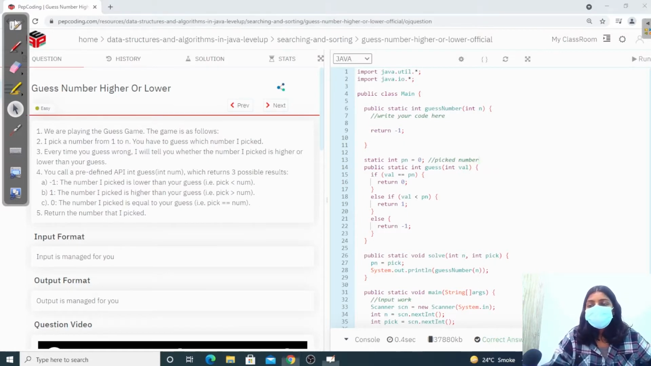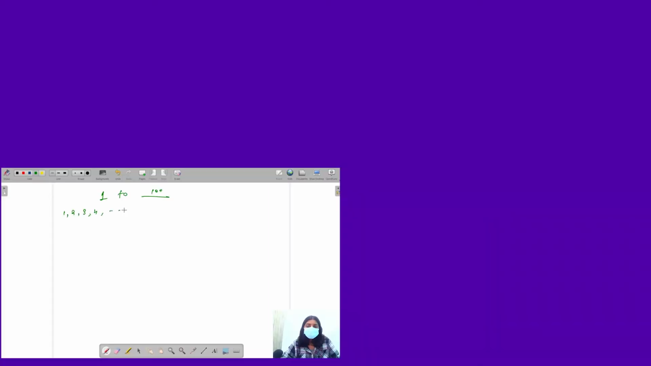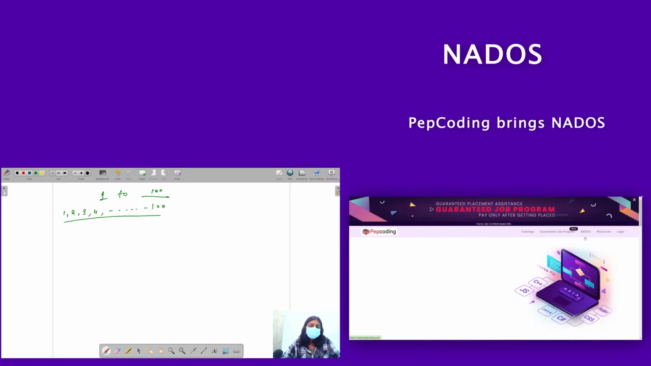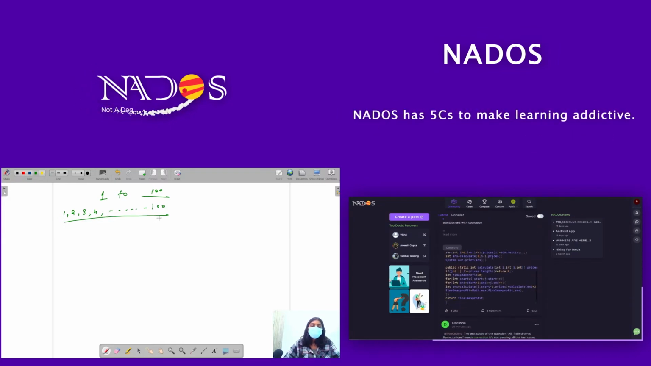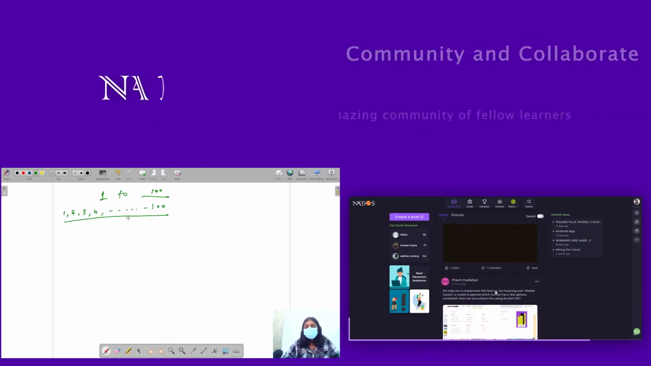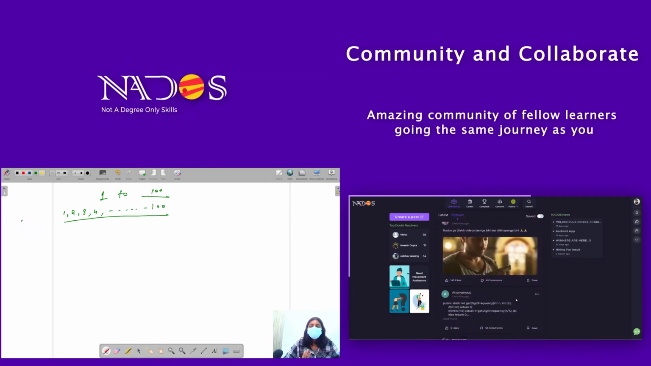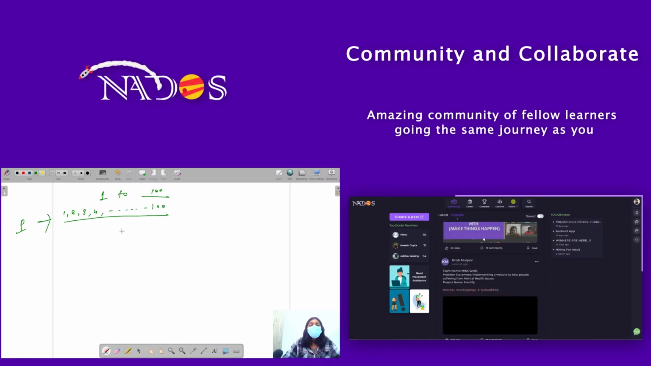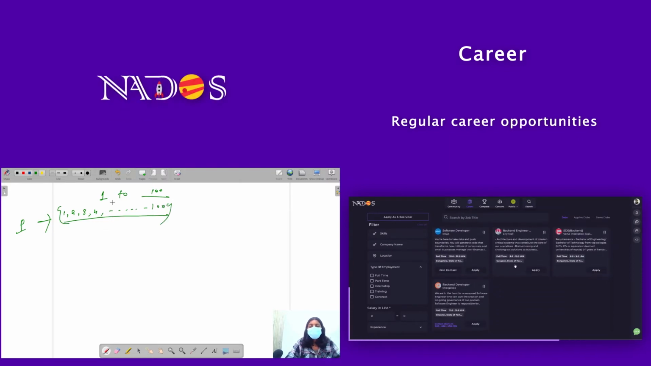Now let's discuss the question. Suppose I have a range from 1 to 100. It means I have a range of numbers 1, 2, 3, 4, up to 100. This is the possible range of numbers, the numbers that I can choose from, 1 to 100. Now what do I have to do? I have to guess which number this person, that is P, he or she has picked.